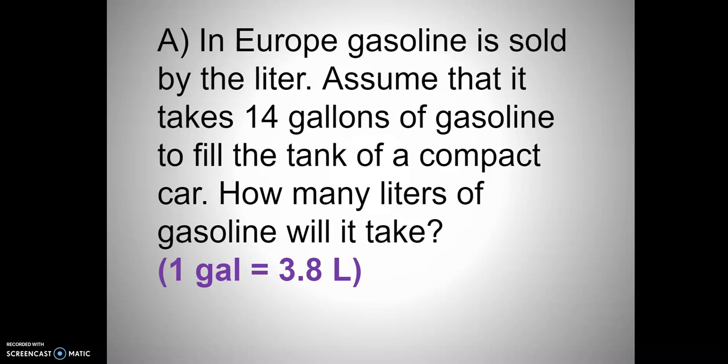I'm going to do problem A in your packet, which is all the way at the bottom of page 12. So it says, in Europe, gasoline is sold by the liter. Assume that it takes 14 gallons of gasoline to fill the tank of a compact car. How many liters? So if you look at this problem, our given is where the number is. Our given is 14 gallons. 1 gallon equals 3.8 liters. That's a conversion. And in general, I don't like to start my problems with conversions. I like to start them with my given. And my given is 14 gallons.